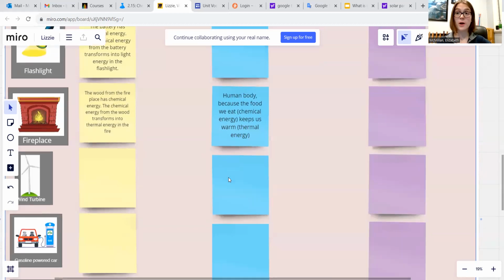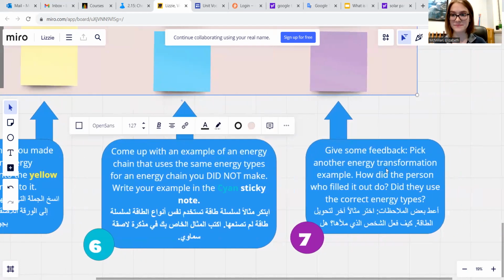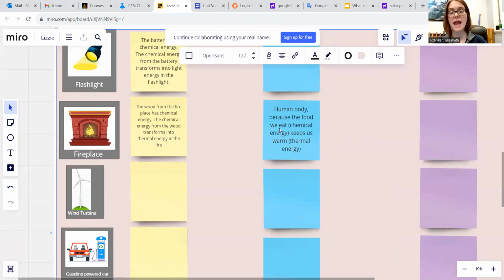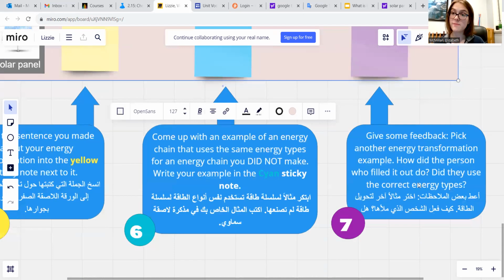Let's go down and take a look at part 6. Oh, sorry. We just completed part 6. Now we're going on to part 7. Now we're going to give some feedback. We're going to pick a different example that we haven't looked at yet. We looked at our example, and we looked at the second example that somebody else did, the fireplace example. Now we're going to look at an entirely different example to give some feedback.